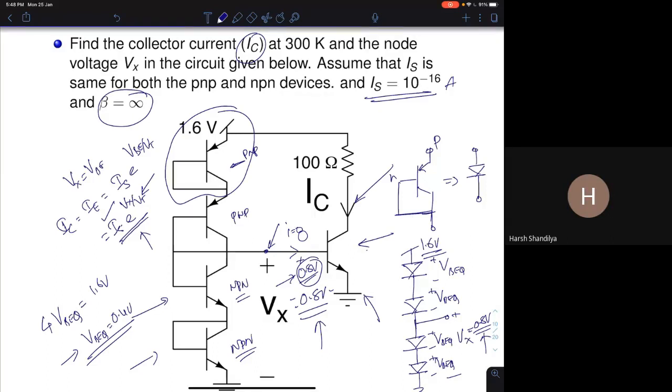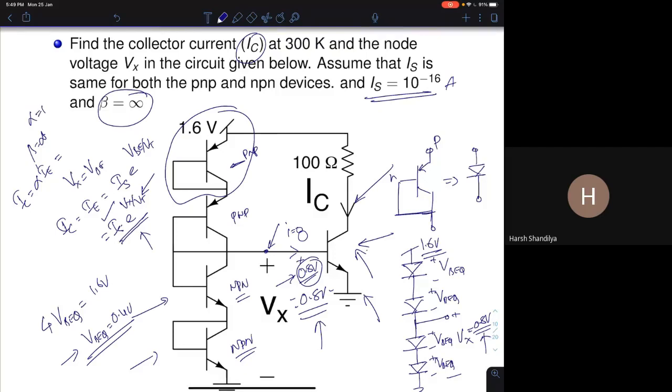Excuse me, sir. If beta is infinity, the 1 by GL resistance will still be there, right? Yeah, that will be there. No, that depends only on collector current. I didn't get how IC will be equal to IE in this transistor. See, if beta is infinity, what is your IC? IC is alpha times IE. Alpha will be 1. Oh, got it, sir, got it.